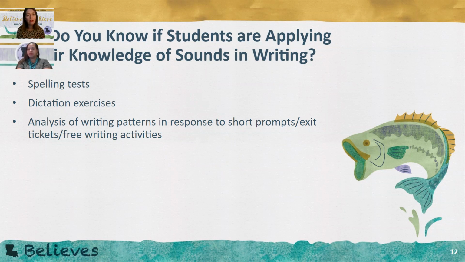But really, it doesn't have to be more complex than just an analysis of the writing patterns that you see them use in response to short prompts or exit tickets or free writing activities, right? So if I'm looking at their work and I noticed that this child, when it comes to j, is always spelling it with a g, I'm going to look at that, and that's such a quick and easy way to support your student, right? You can go and say, okay, I notice right here, you're always using the g when you should be using j or something like that, right?